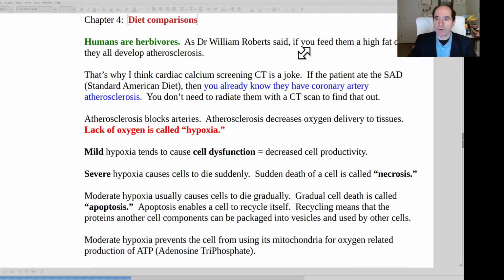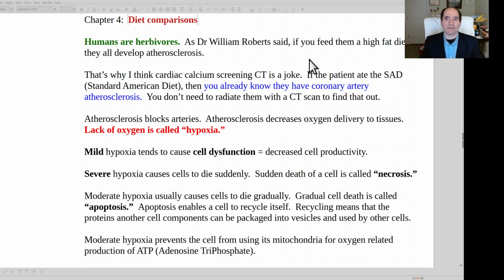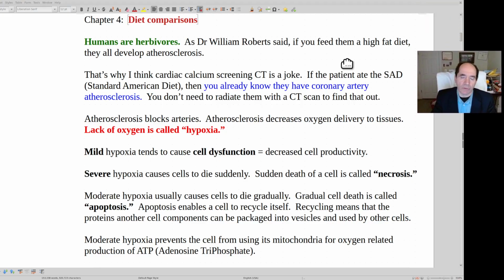All right, so first of all, humans are herbivores. We got the 22-foot long, approximately, intestinal tract. We got the flat teeth like a herbivore. Our physiology is very much like him. It's relevant. Dr. William Roberts, the world expert on atherosclerosis, cardiac pathologist, said if you feed a high-fat diet to a herbivore, they all get atherosclerosis. And the relevance is that if you've been eating a high-fat diet when you're young, as most of us did, or ate a SAD diet or some version of a high-fat Mediterranean diet, you got atherosclerosis.